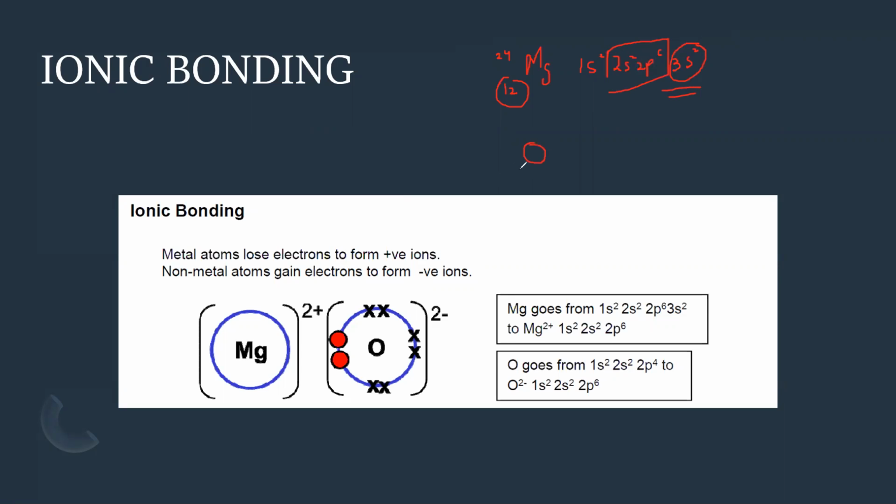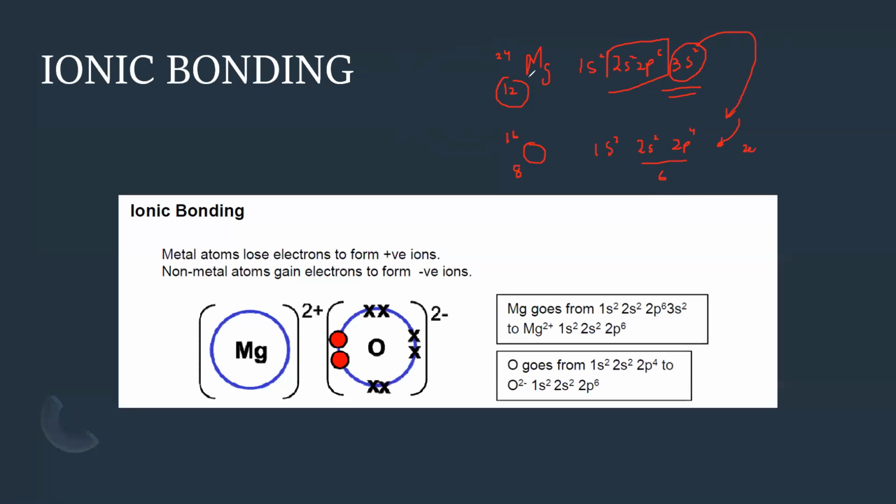When you take oxygen, oxygen is 8 and 16. When we write the electronic configuration, it is 1s2, 2s2, 2p4. So in the outer shell of oxygen, there are 6 electrons. So it needs 2 more electrons to be stable. From where will it get 2 more electrons? So this magnesium will lose electrons and oxygen will gain electrons.